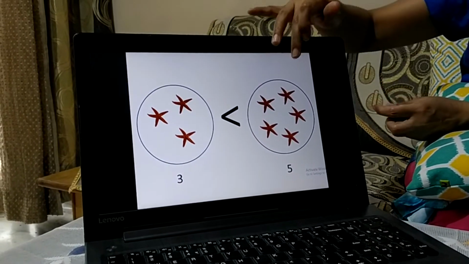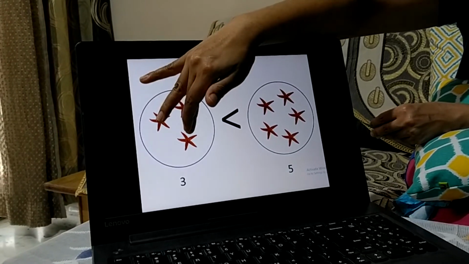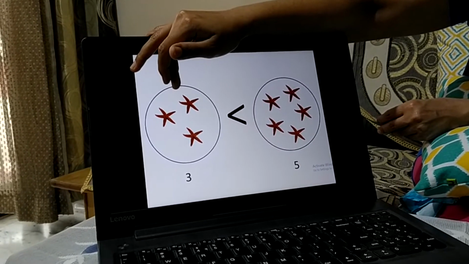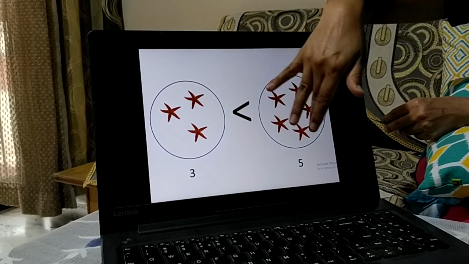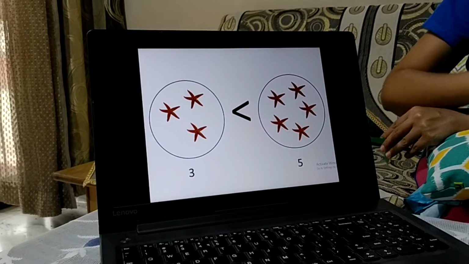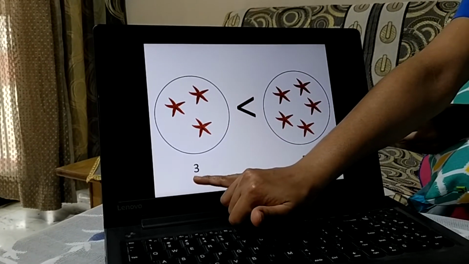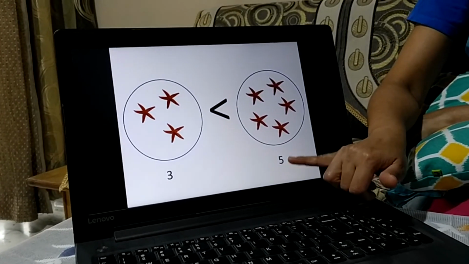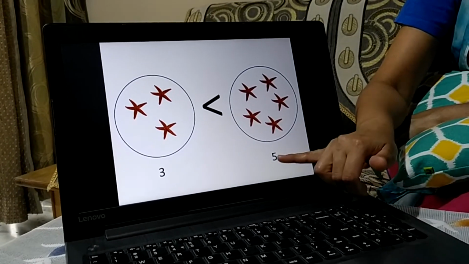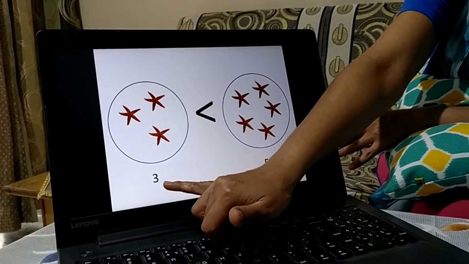Now here we have 2 groups, right? In this group we have 3 starfish, and in this group 1, 2, 3, 4, 5 starfish. Okay, now in this group we have 5, in this group we have 3. Now we are comparing the number 3 and 5. Now which is greater? The 5 is greater than number 3.